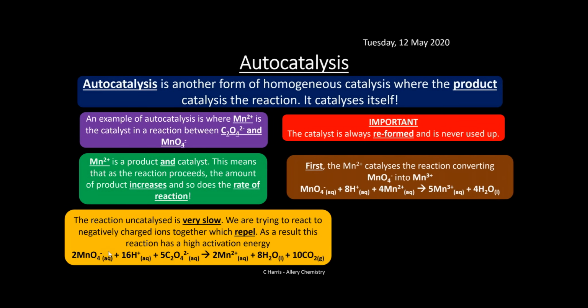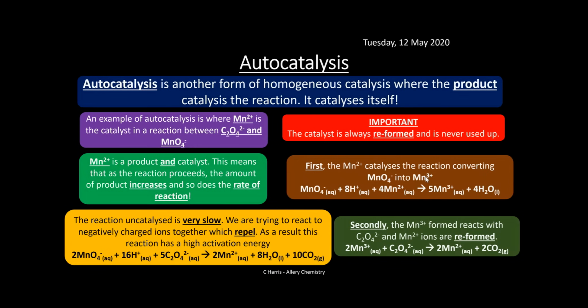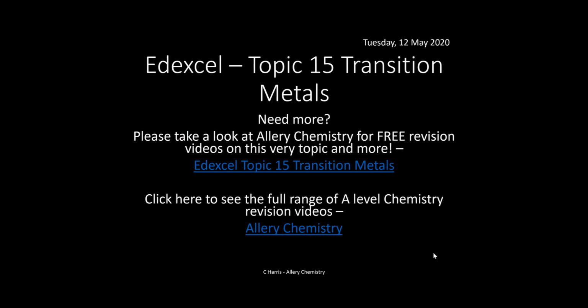So the first step, the Mn2+ catalyzes the reaction. This is this product here. Mn2+ catalyzes the reaction, converting MnO4- into Mn3+. So that's the first step that happens there. So we form this Mn3+. We'll have some Mn2+ in there already. And then secondly, the Mn3+ formed reacts with the C2O4 2-, and Mn2+ ions are reformed again. So it's very important that this is the product, there it is there, but it's also the catalyst, but it's reformed. That's very important. And that's it. So it's a very, very big topic.